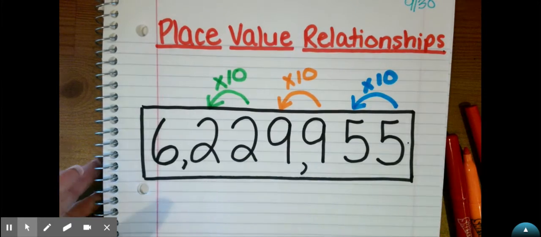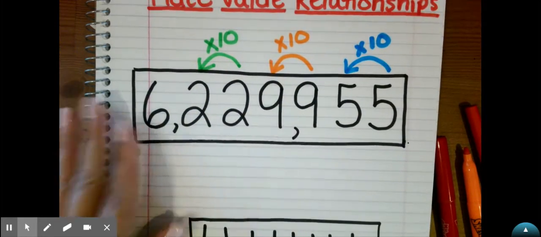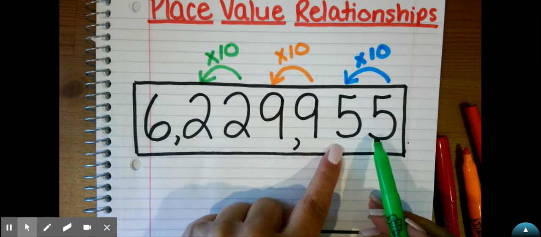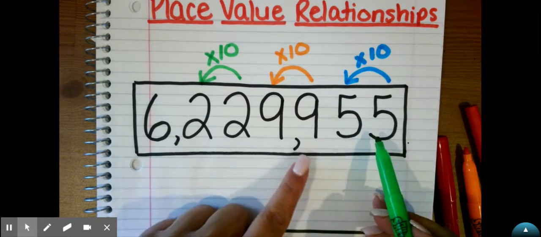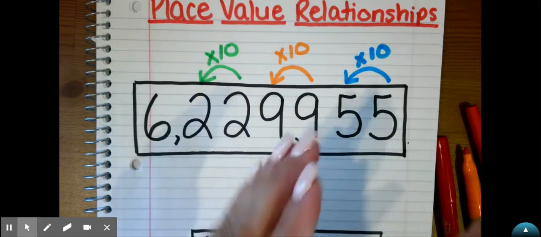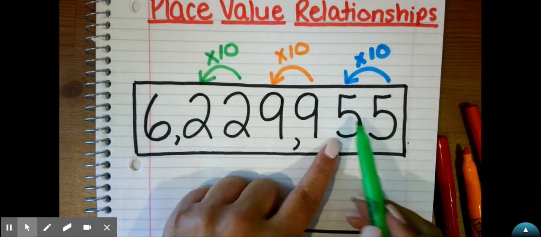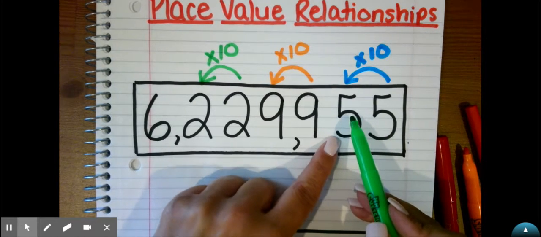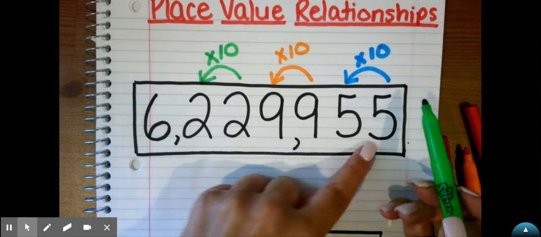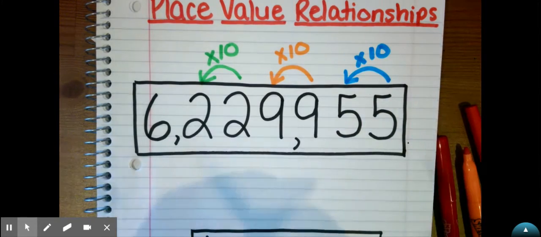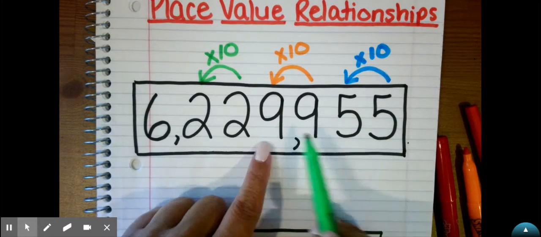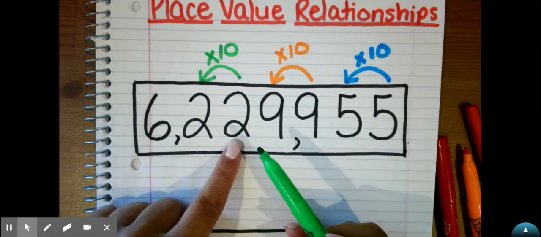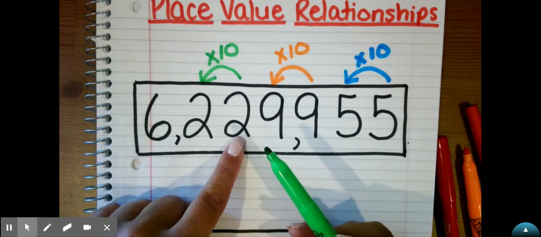All right, I want to show you something else. But before I do, I want to just talk about an easy way to remember place value relationships. Whenever you have the exact same digit right next to each other, they're neighbors, the digit to the left is always going to be 10 times bigger than the digit to the right, right? We can see that here with our 5s, we can see it with our 9s, and we can even see it with our 2s.